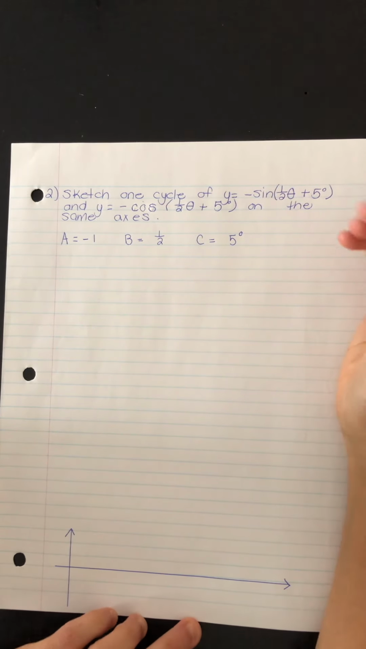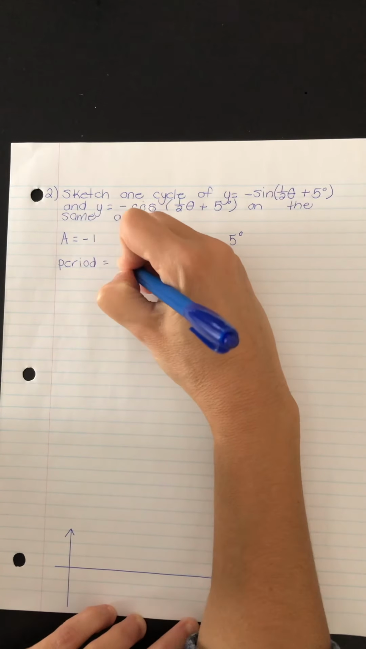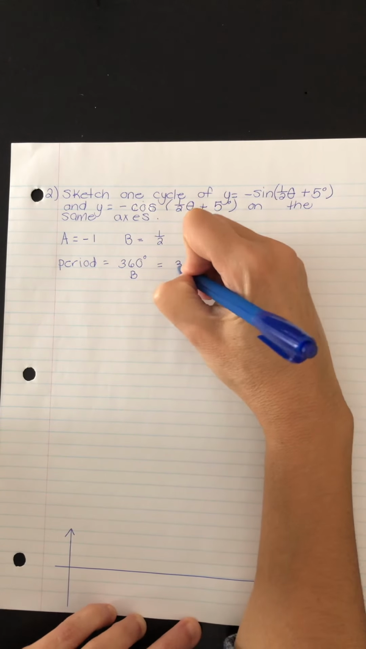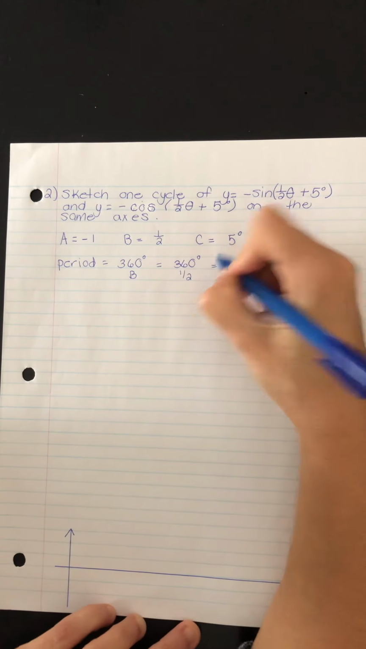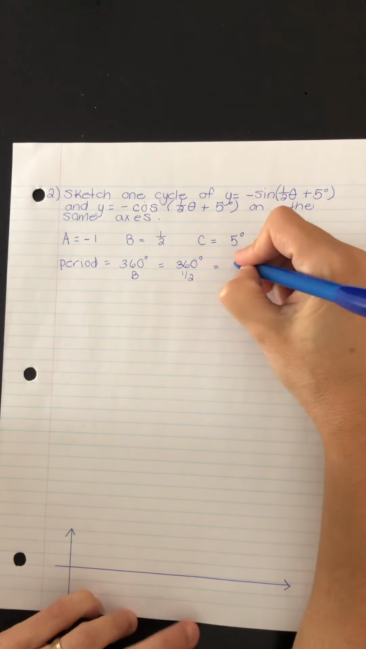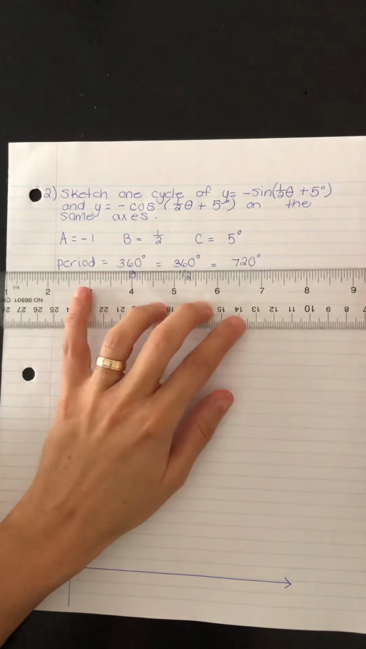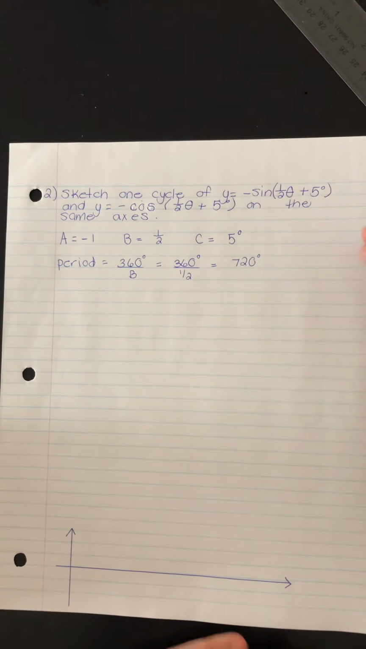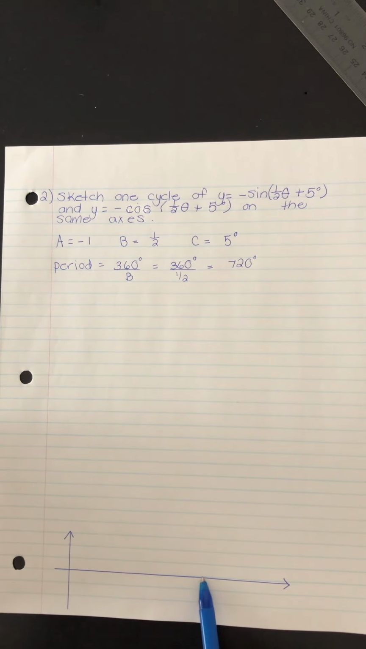Okay, now we need to make two calculations. One for period. The formula is 360 degrees divided by b. So here it's 360 divided by a half. When you take 360 and divide it by a half, you actually get 720. So that's the length of one cycle. If there was no phase shift, the graph would start right here at the origin, and one cycle would be done in 720 degrees.